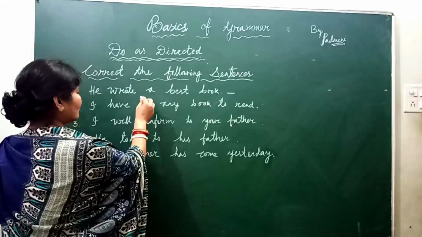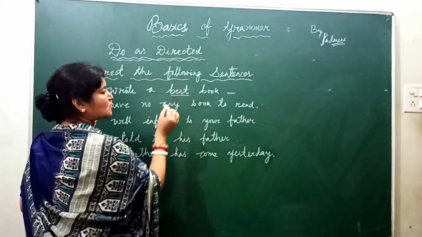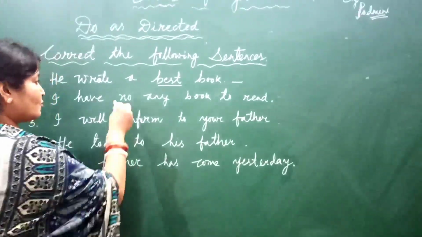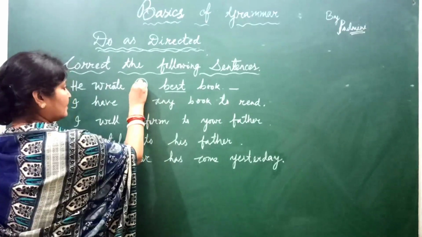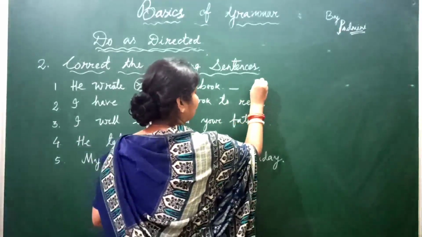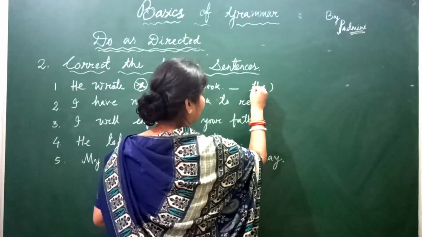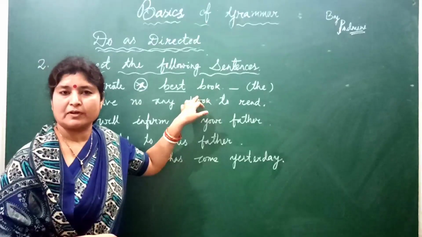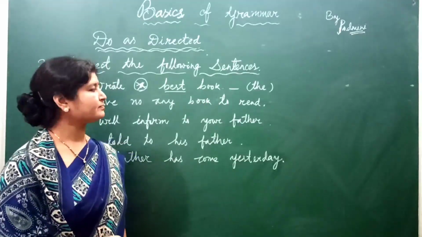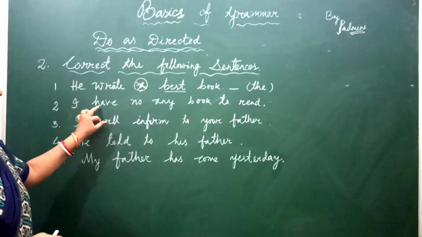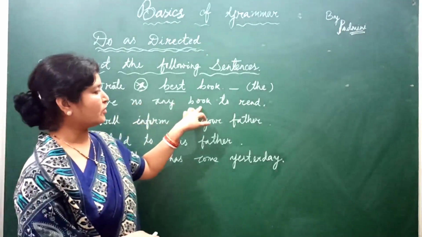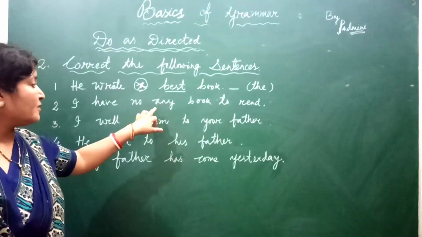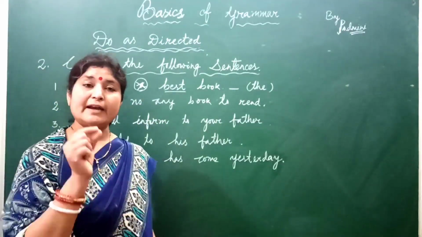So, what do we have to use here? This is a superlative degree. Good, better and best. So, what we must use here? We must use here the. So, he wrote the best book is the correct answer. Then next, I have no any book to read. No any. Any is a word which is always used with the negative.